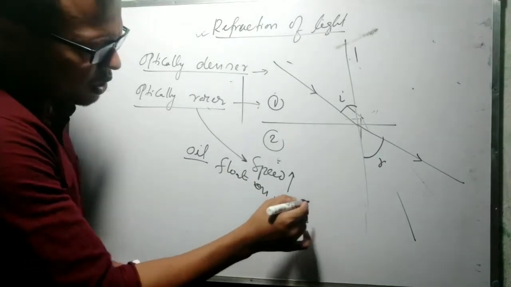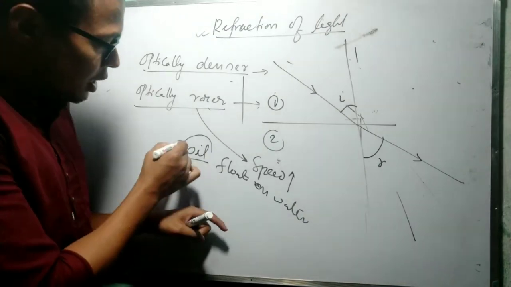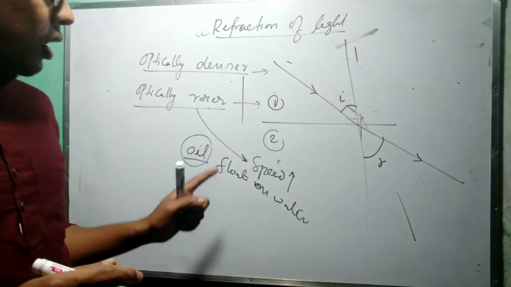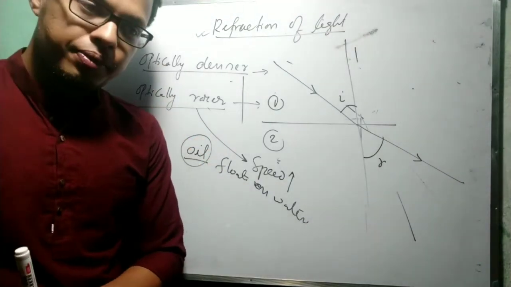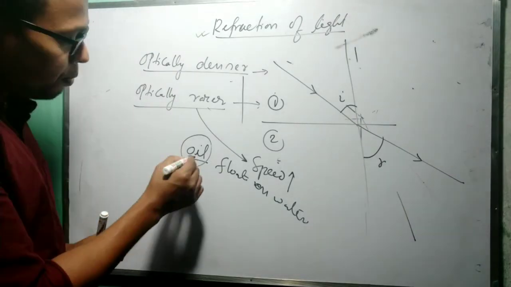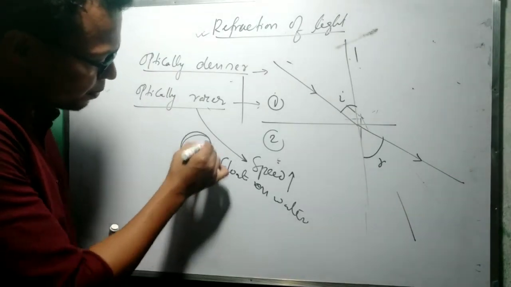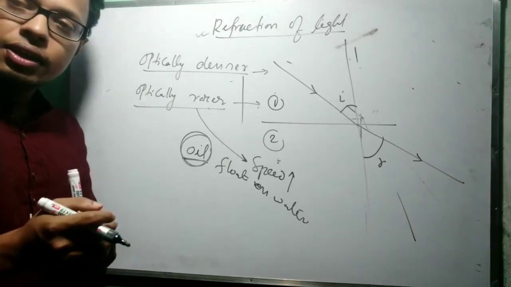So in this case, as the oil floats on water, we can say the density of the oil is less than the density of the water. That's why it is floating. But in case of optical density, the optical density of the oil is more than the optical density of water.